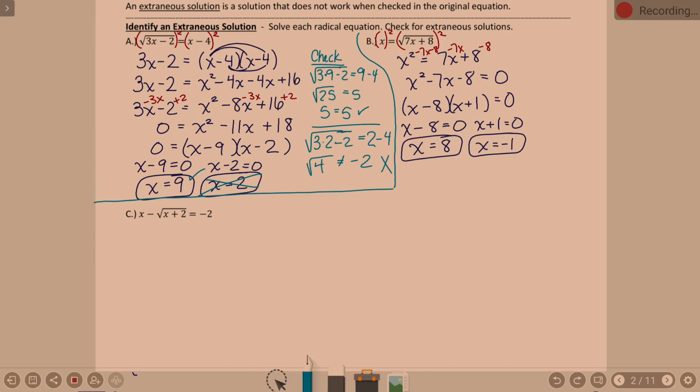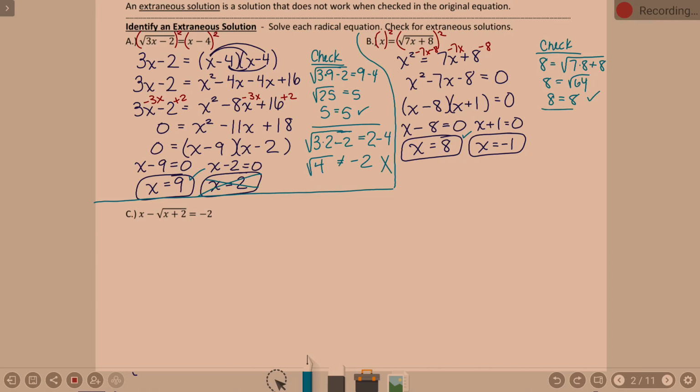If I put 8 in, 8 is equal to the square root of 7 times 8 plus 8. 56 plus 8, 64. Square root of 64 equals 8. 8's good.